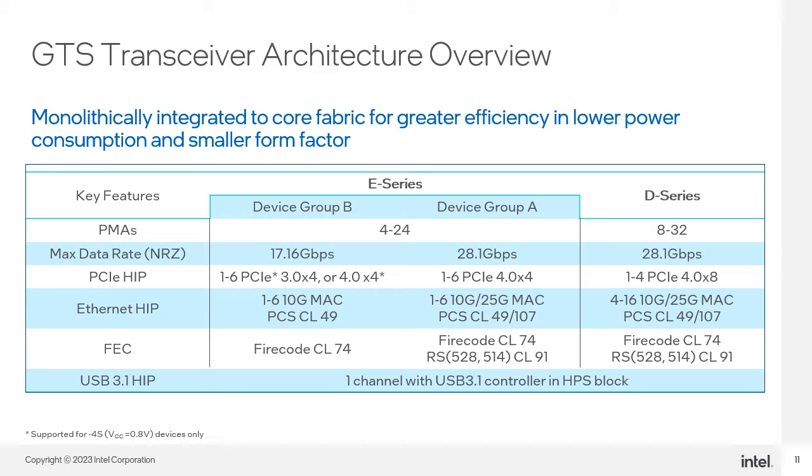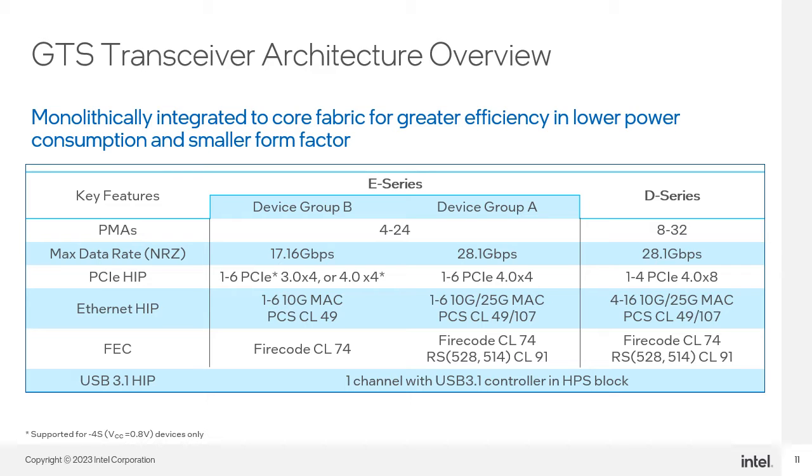GTS transceiver has E and D series. The table here shows the high-level differences between E and D series transceivers. The difference is in performance and resources. E-Series is the baseline which contains device groups A and B. B group is the baseline with a lower data rate of 17.16 gigabits per second. Device group A has a higher max data rate of 28.1 gigabits per second.